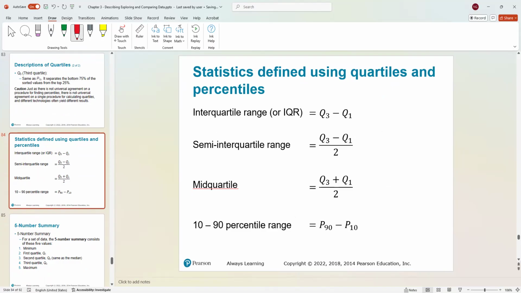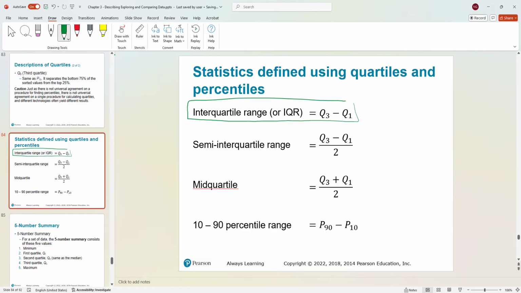Very important to construct and identify any outliers, we would need the interquartile range. The interquartile range is when you subtract Q1 from Q3. All right. So we covered earlier in this chapter the mean, median, mode, and standard deviation. Some other statistics are defined using the quartiles and percentiles. Like we did for the mid-range, we have the mid-quartile, right? Q3 plus Q1 divided by 2 gives you the mid-quartile.